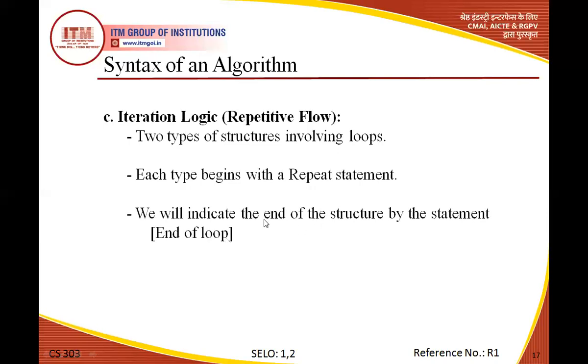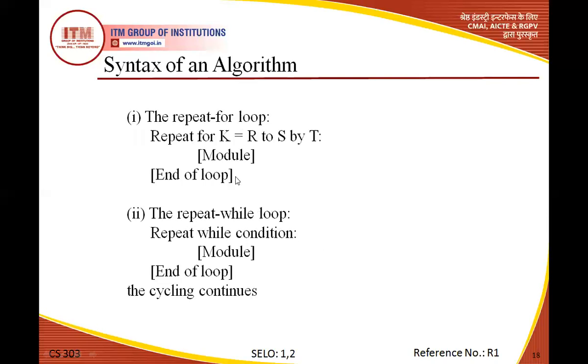Again, you can see repeat for loop. This is a for loop statement. How can you do this? You can see here, the repeat statement should be included: repeat for k equal to r. Here you are not using initializing.